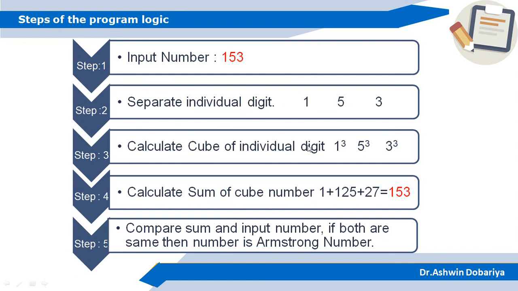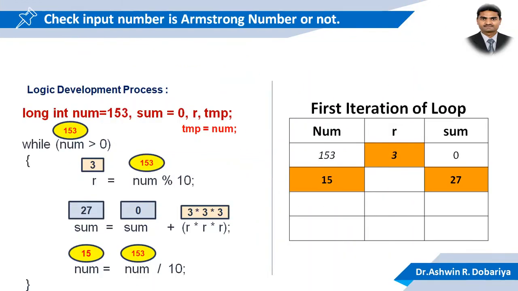Then in the third step we have to calculate the cube of each and every separated digit, and after that we have to calculate the sum of each and every cube, and in the final step compare that sum with the original number, and if both are the same, then this is an Armstrong number. So these are the steps that we have to write in the program. You can consider it just like an algorithm, the steps we have to do in this program. So first of all, let me consider how many variables we require in this program.